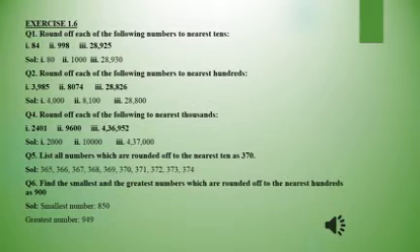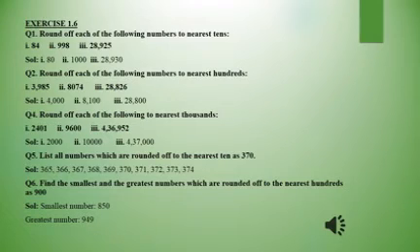Now our next exercise is exercise 1.6, in which we have to study the rounding off of the numbers. Rounding off simply means that we have to find a number which is closest to the given number. So our question number 1 states that round off each of the following numbers to the nearest tens. When the question says that we have to round off to the nearest tens, then we consider the last 2 digits of the number. And if the question says to the nearest hundreds, we consider the last 3 digits. For the nearest thousands, we consider the last 4 digits.